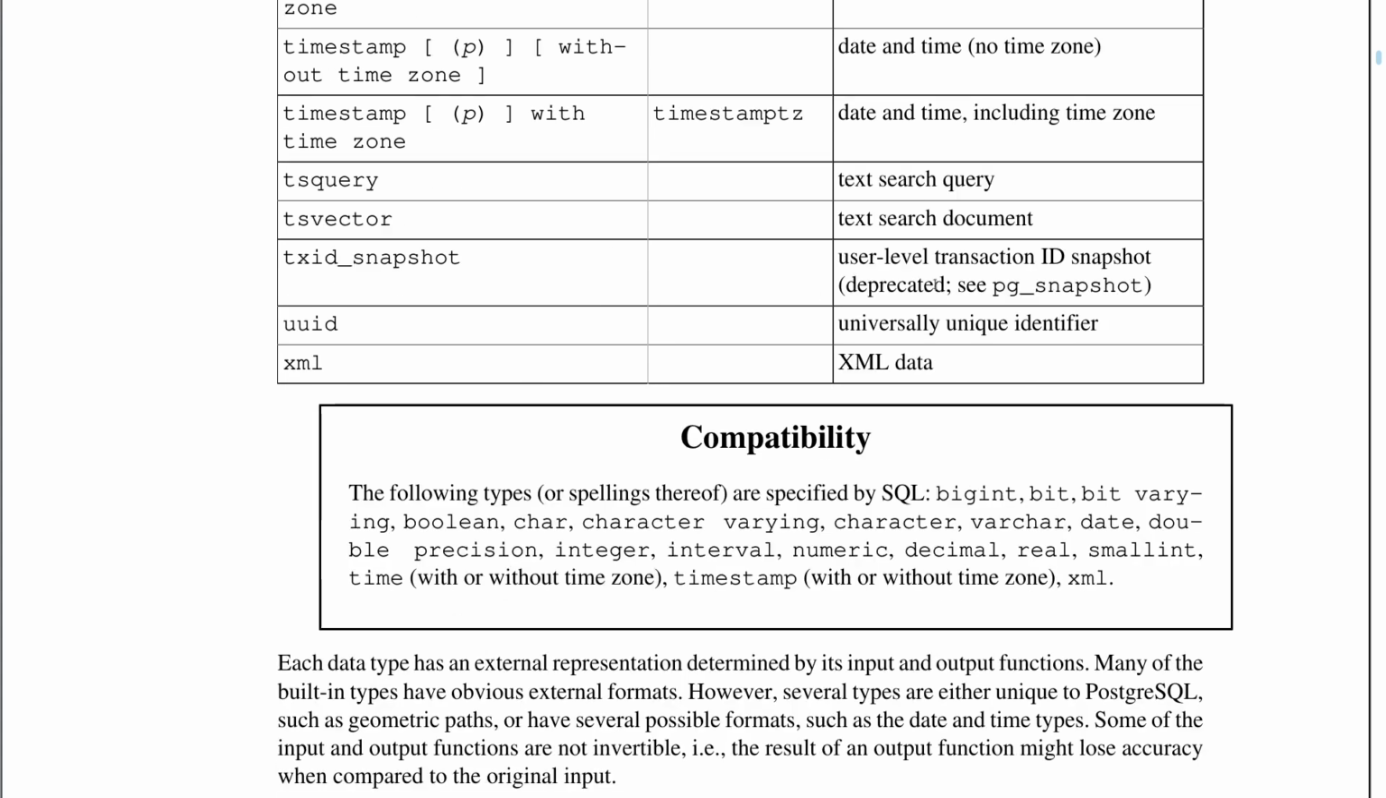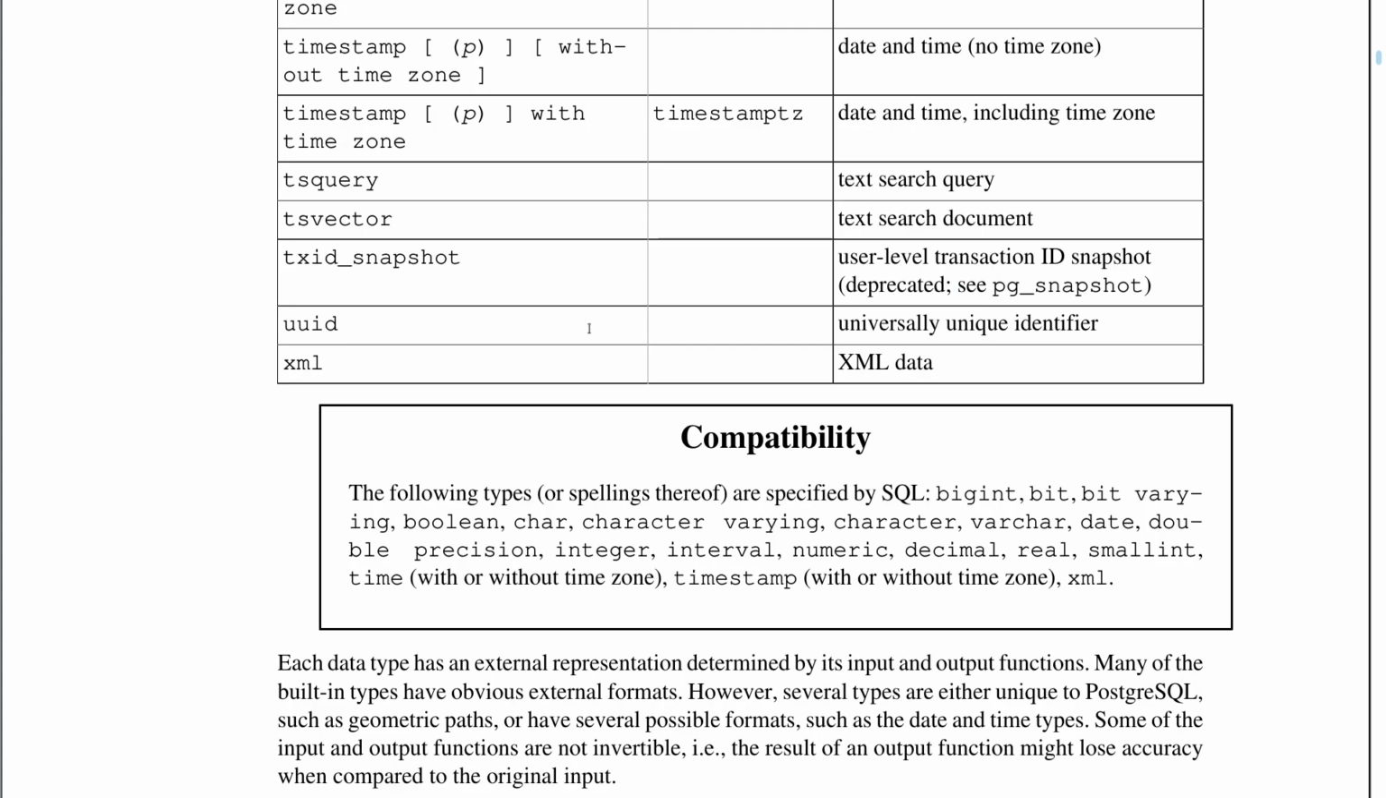TXID snapshot, user level transaction ID snapshot. It is deprecated, so we will not even cover it, or maybe we will cover it because it is deprecated. So you might encounter it in your legacy database. UUID is something we have not seen.